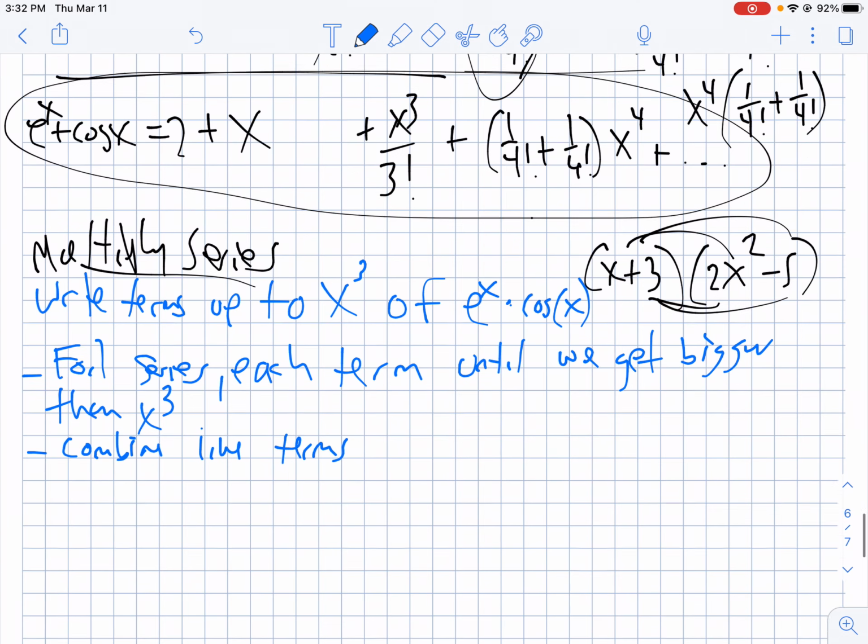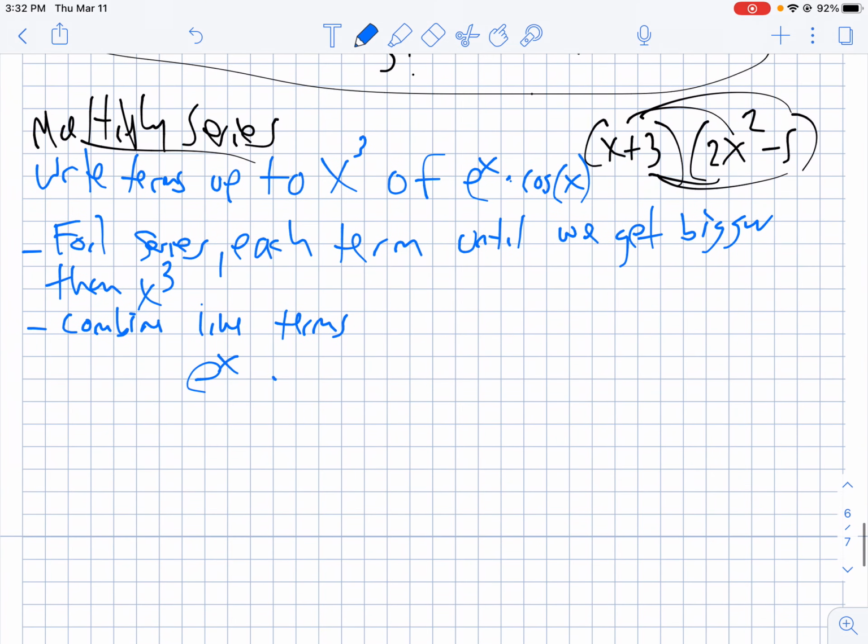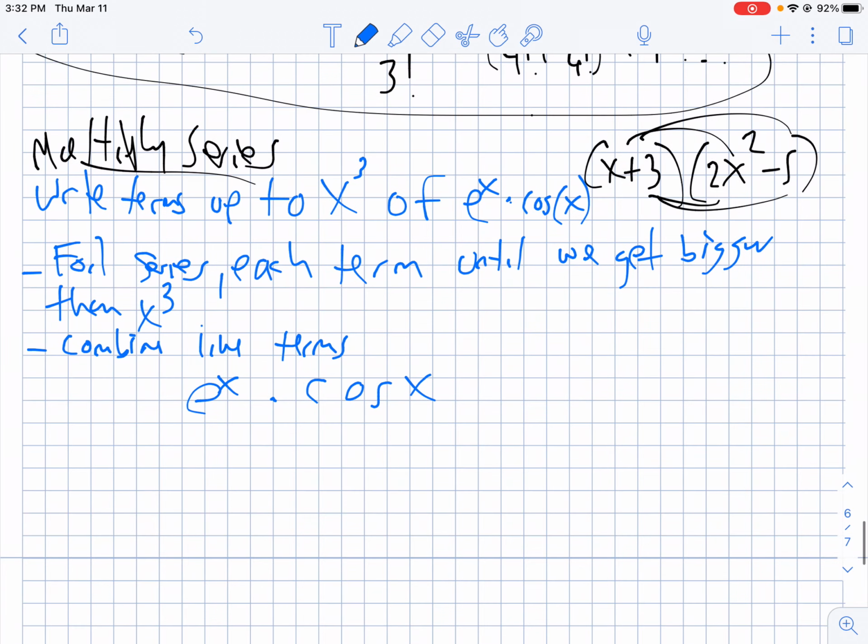Okay, so when I have e to the x times cosine x, let's just write out the terms up to x cubed. So e to the x is 1 plus x plus x squared over 2 factorial plus x cubed over 3 factorial, okay? And then cosine x is just 1 minus x squared over 2 factorial, and so forth. Okay, so let's go ahead and multiply these out.